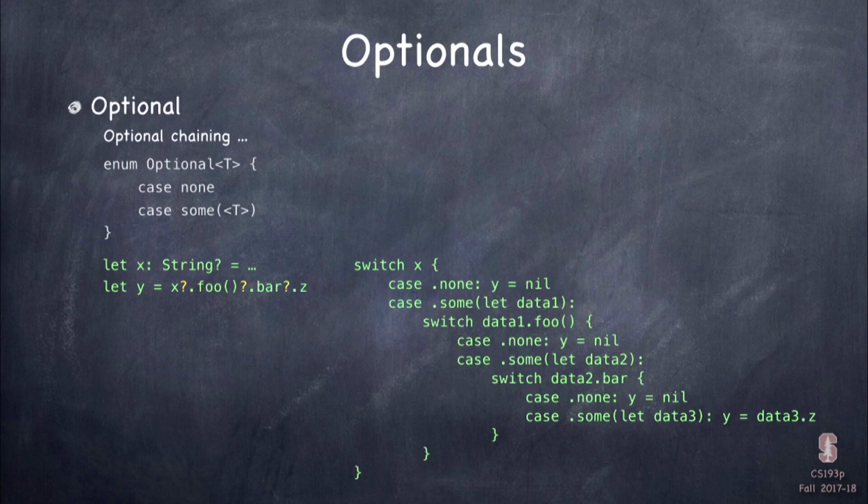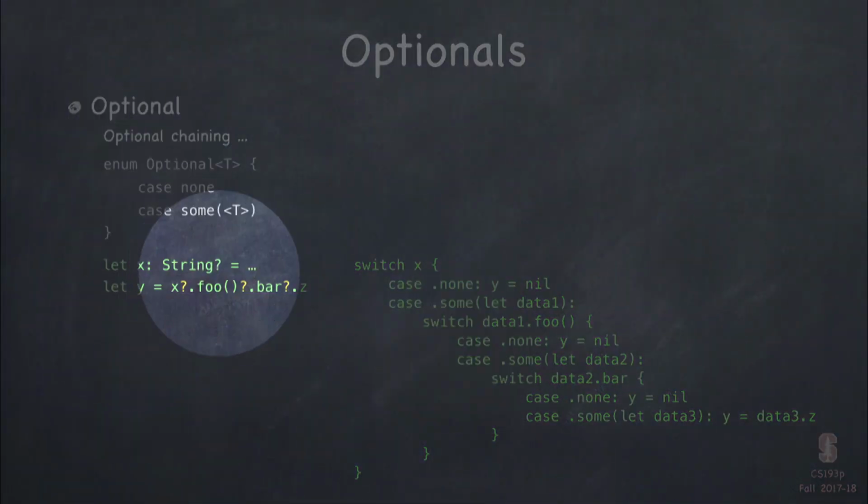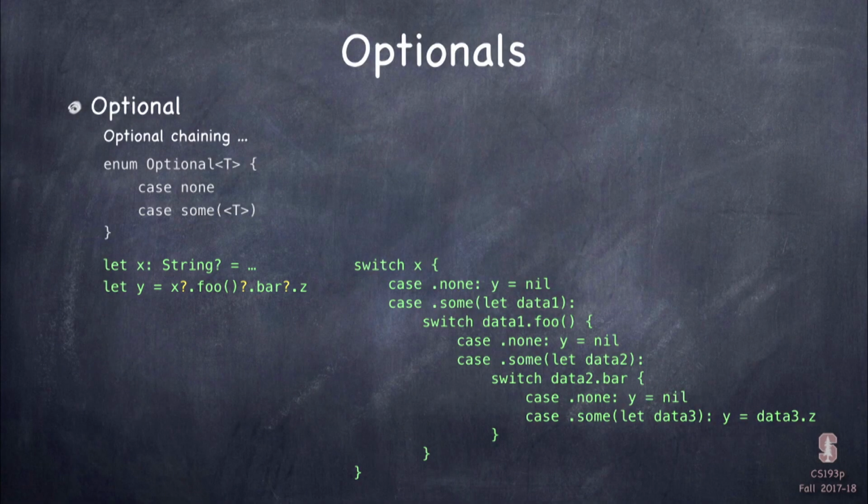This is optional chaining. So optional chaining, imagine right here, if you look at this little let x equals, imagine that x and the method foo and the var bar, all three of those, imagine those return an optional String. So we don't know what they do, but they return an optional String. They may or may not return nil. Well, what optional chaining there allows us to do is to call those things in sequence, call one, and then when we get the value, call the next thing on that, and when we get the value, call the next thing on that.